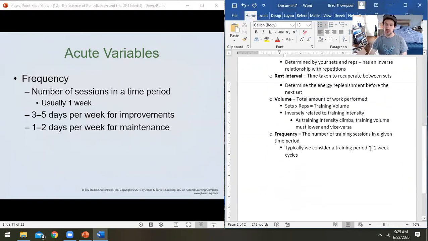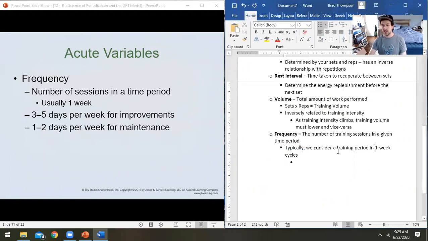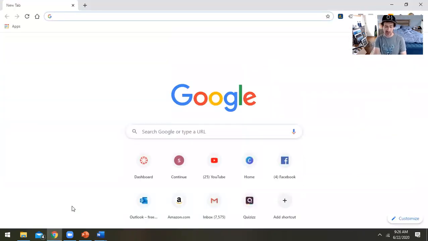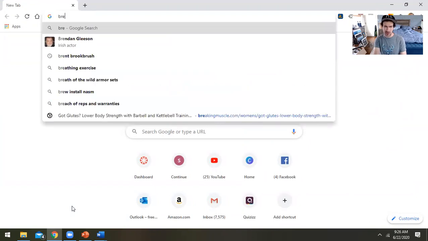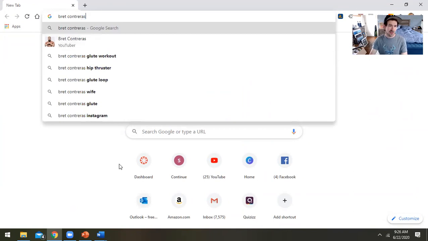Now, I'm going to put 2 things about frequency here. One of them I need to put an asterisk next to because it's not one of NASM's opinions. However, if you want to hear the real gurus on training volume, check out this article by Brett Contreras.